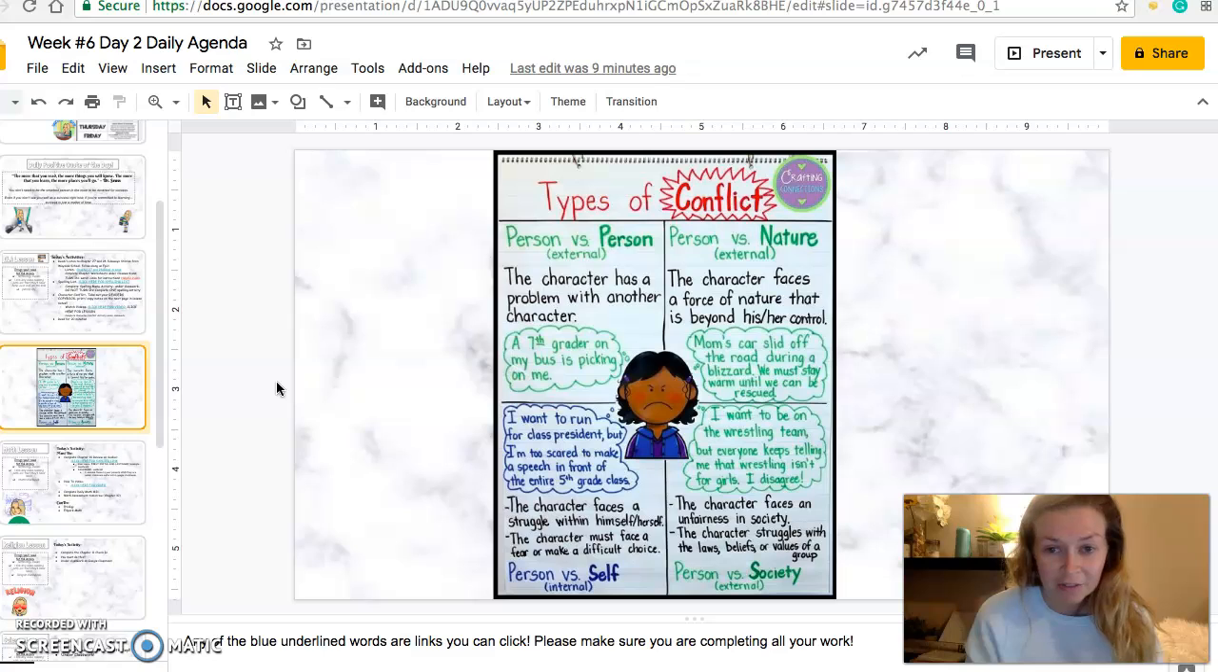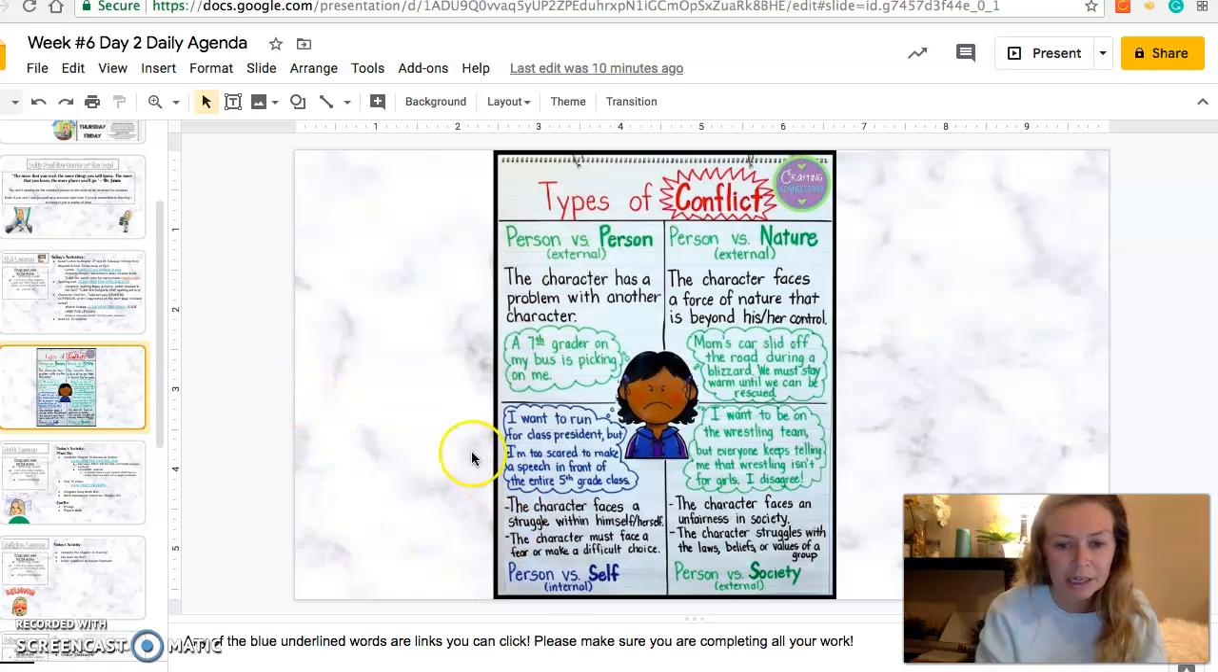The second type of conflict is person versus nature. That is also external. So that is when the character faces a force of nature that is beyond his or her control. For example, Mom's car slid off the road during a blizzard. We must stay warm until we can be rescued. So the blizzard is causing the conflict. It's not a person causing the conflict, it's nature, right? The blizzard, the storm. So a lot of times when there's some sort of natural disaster or anything weather related, often is person versus nature.